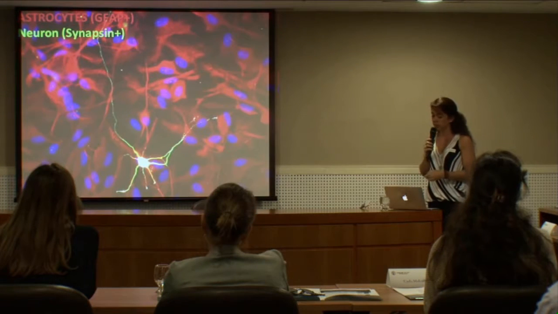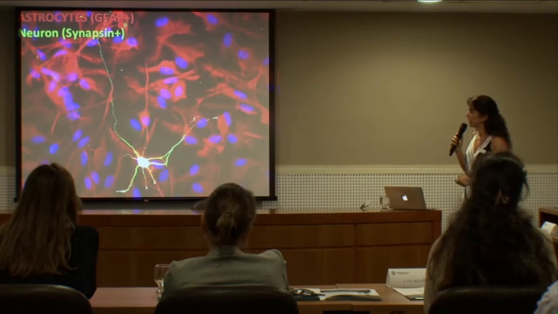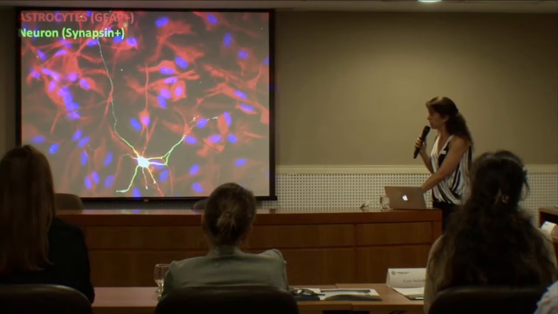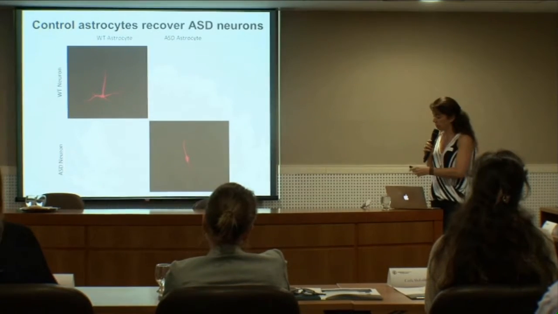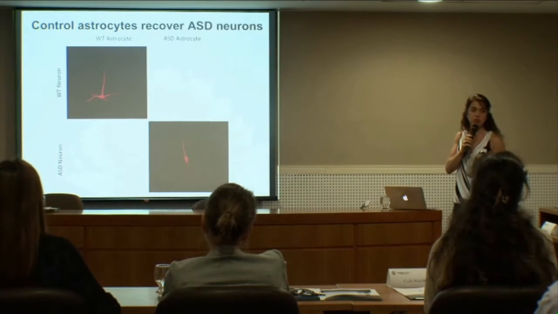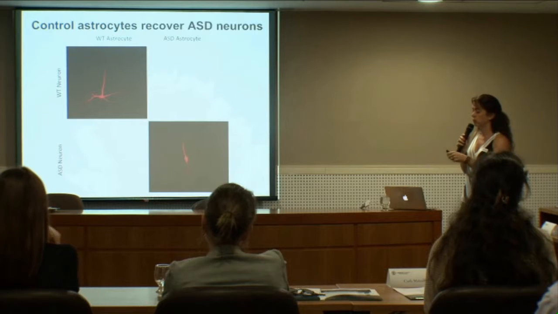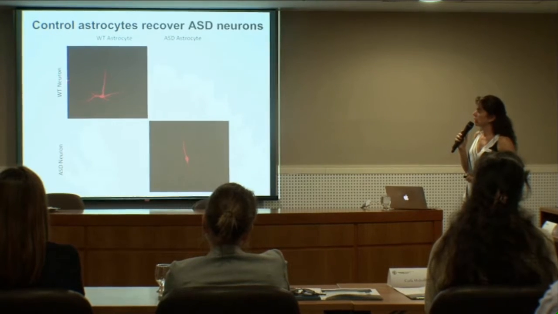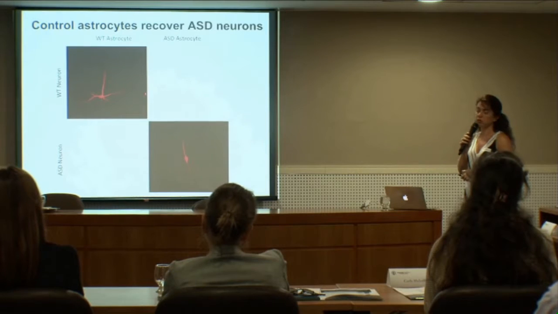So here in this picture you can see the astrocytes, and on top of the astrocytes one neuron that we put on top. In this slide, the astrocytes are in black. I didn't call attention to the astrocytes, just to the neurons that are on top of these astrocytes. And then you can see we mix the conditions. So we use wild-type neurons with wild-type astrocytes, and we have this kind of morphology of the neuron.